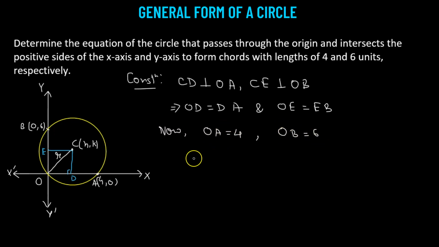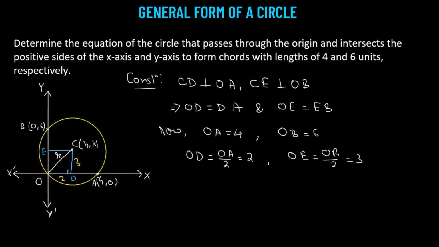So using this fact, we can find out the measure of OD. OD is simply going to be half of OA, so that means it's going to be 2 units. And the length of OE is going to be half of OB, which is going to be 3 units. Now that we have the measure of OD, which is 2 units, and OE, which is 3 units, OE is equal to CD, so that's also 3 units.